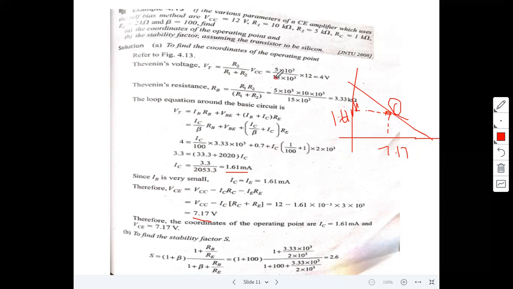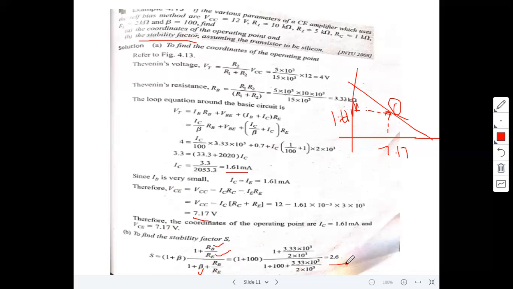Now the second one is the stability factor. Find the stability factor. Already we derived the expression for stability factor. S is equal to 1 plus beta into 1 plus RB, R Thevenin by RE, divided by 1 plus beta plus R Thevenin by RE. Already we calculated R Thevenin, given RE, given beta. Then the stability factor S is equal to 2.6.